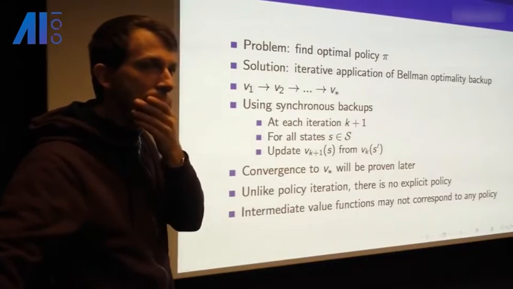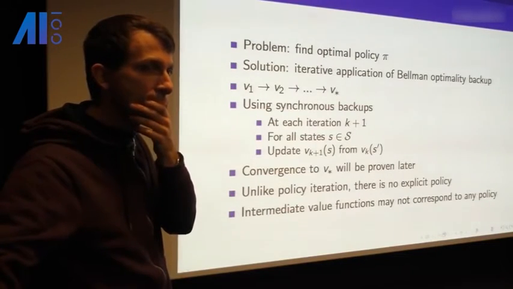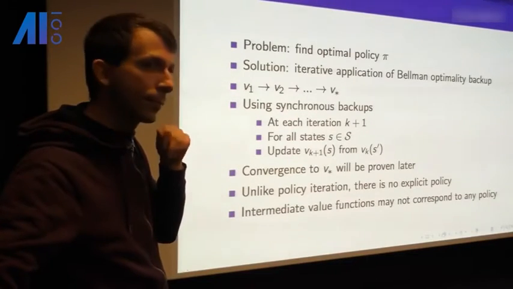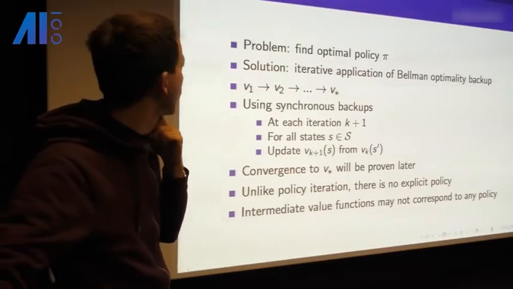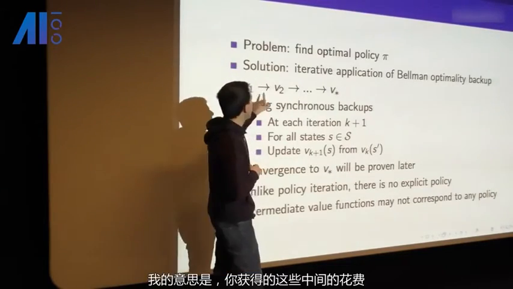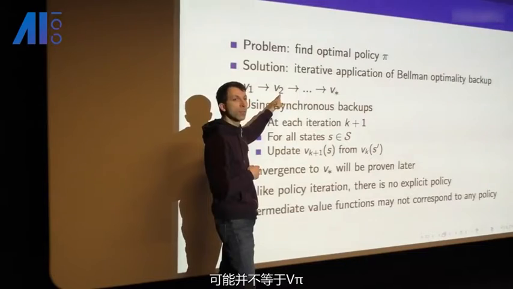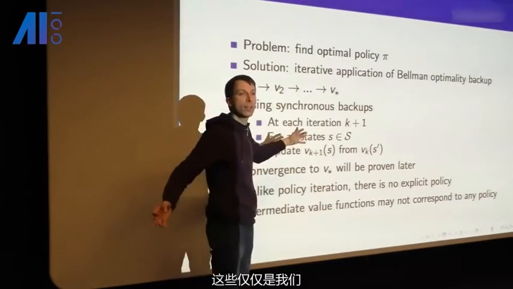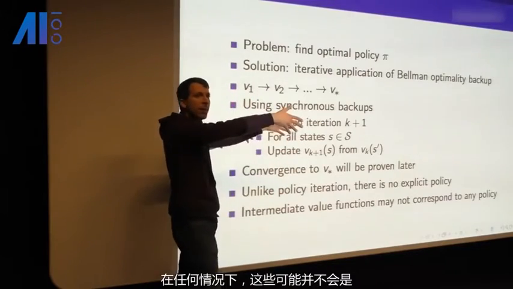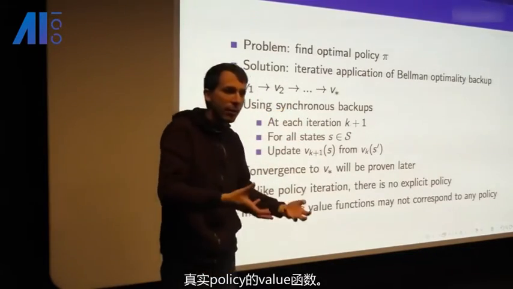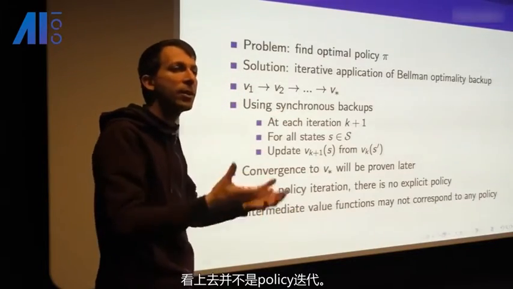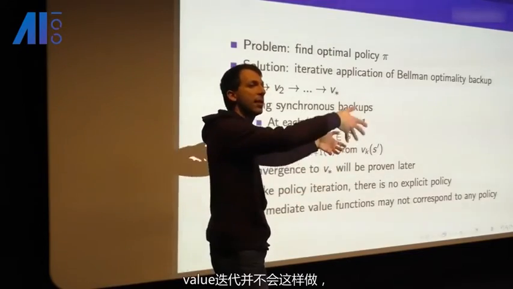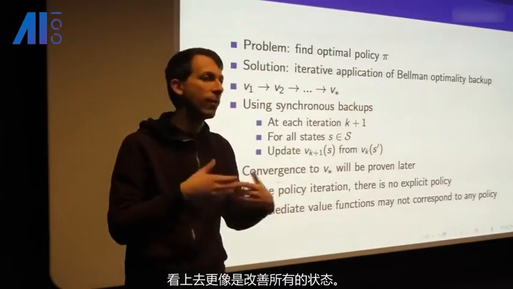Well, what do you mean that this value iteration could not correspond to any particular policy? So I mean that the intermediate v's that you get may not equal v pi for any pi. They're just intermediate constructs that we've created by iterating some algorithm, and at any given moment they might not be the value function of any real policy. It's not like policy iteration. In policy iteration, every step we constructed a value function that was the value function for a particular policy. Value iteration doesn't do that. It's more like modified policy iteration.